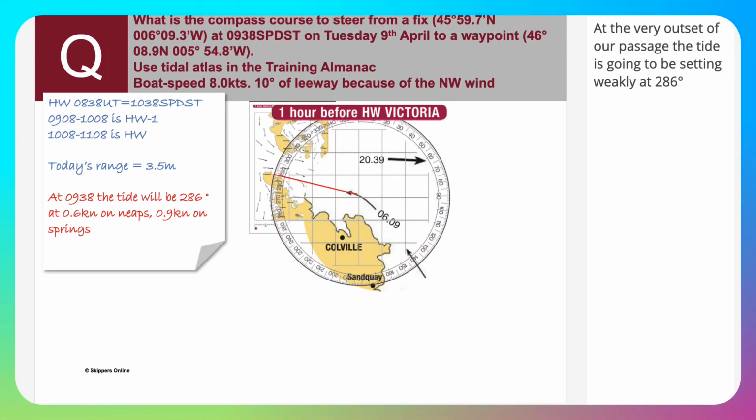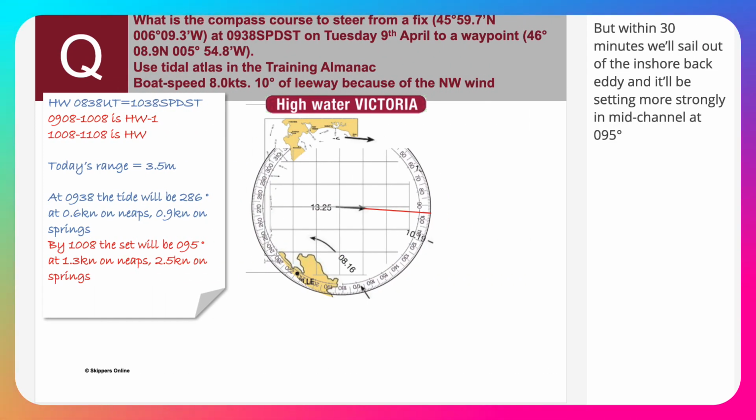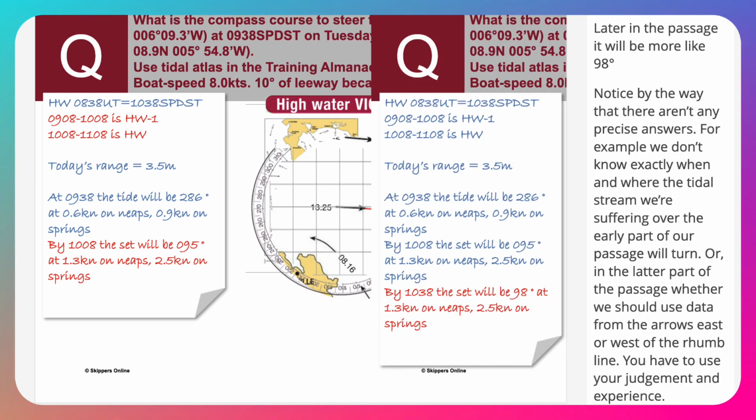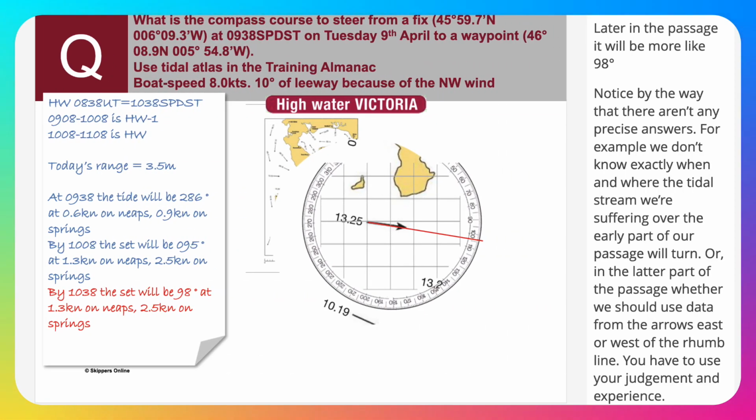At the very outset of our passage, the tide is going to be setting weakly at 286 degrees. But within 30 minutes we'll sail out of the inshore back eddy, and it'll be setting more strongly in mid-channel at 095 degrees. Later in the passage it will be more like 98 degrees.